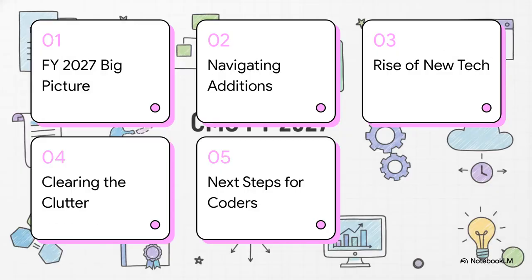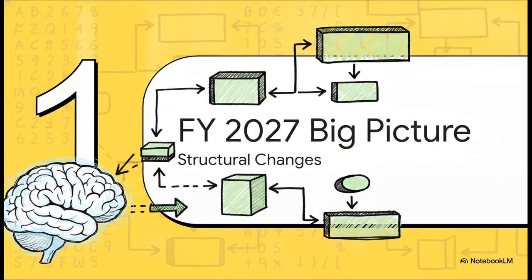To make this as efficient as possible, here is our roadmap for today. We'll be covering 1. The FY 2027 Big Picture, 2. Navigating the 101 Additions, 3. The rise of new tech, 4. Clearing out the clutter, and finally, 5. Next steps for coders. Okay, kicking things off with Section 1, the FY 2027 Big Picture.